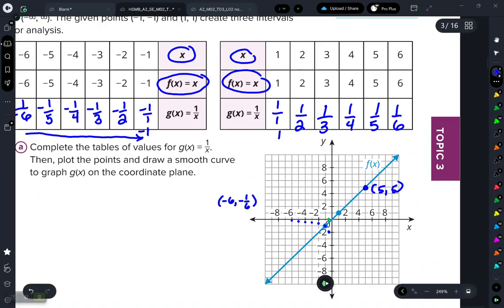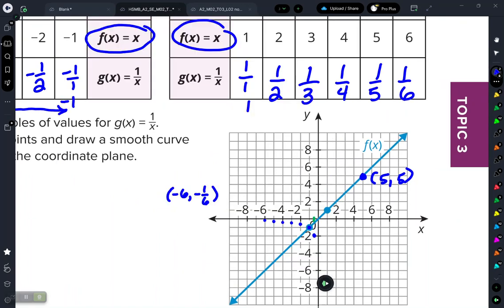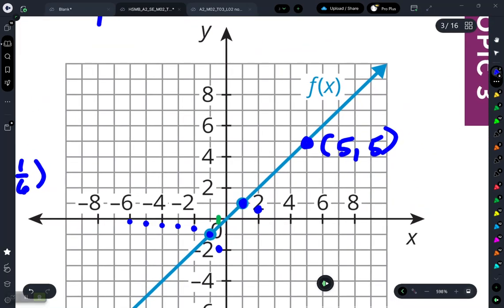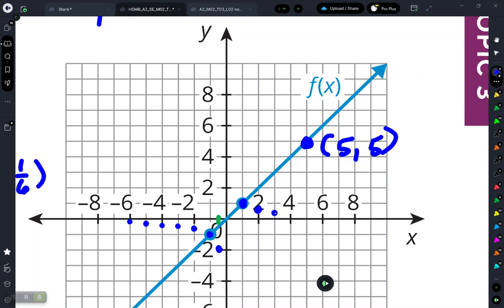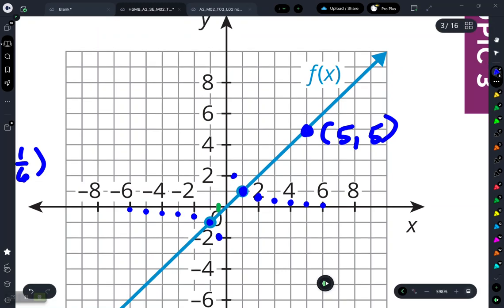All right, let's do the positive version. Over 1, up 1. Over 2, up 1/2. Let's zoom in here. Over 3, up 1/3, then a 4th, then a 5th, then a 6th. It's curving. It's getting closer to the x-axis. And if I were to plug in a positive 1/2, I'd get 2.